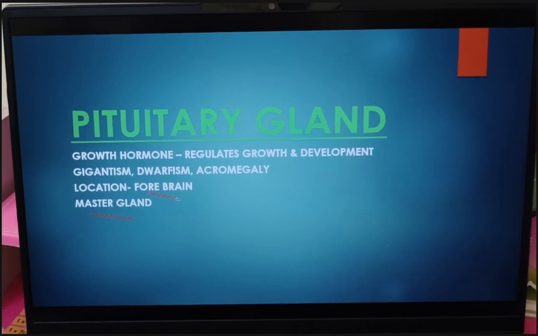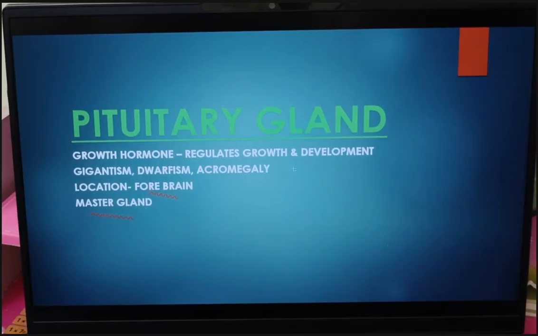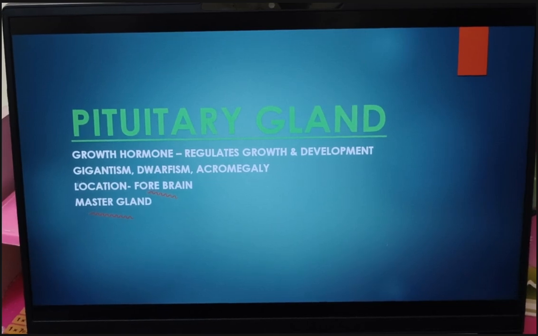Sometimes after puberty, some boys or girls grow suddenly, and in some you can find gradual growth. It is all because of the growth hormones secreted by the pituitary gland. So it regulates growth and development. In some people the growth exceeds the threshold. If it is more than 7 feet, you call that condition gigantism. And if it is less than 4 feet, you call that condition dwarfism.